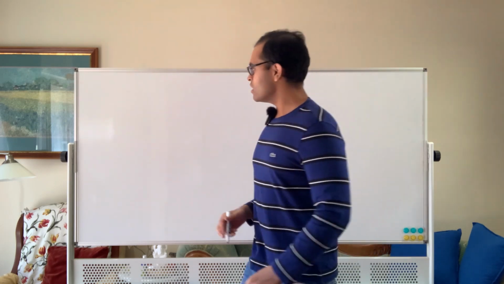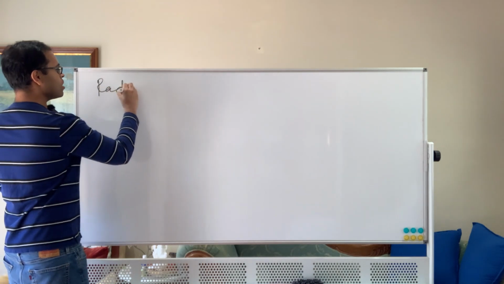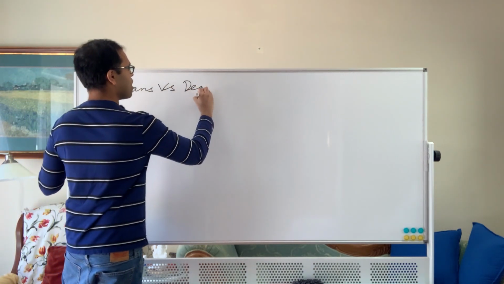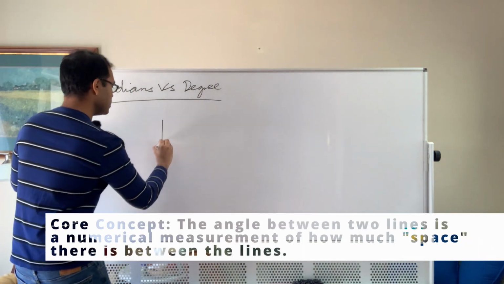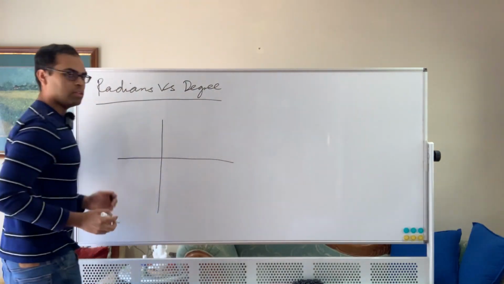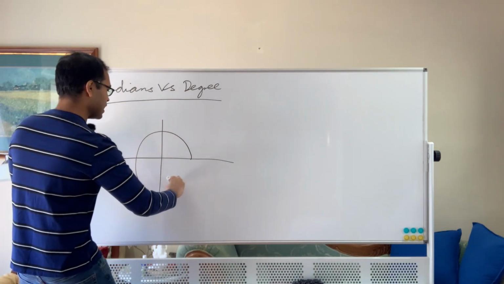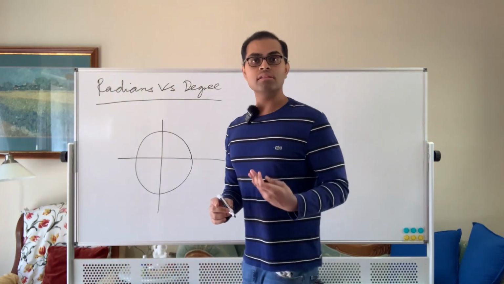So let's get started. Radians versus degrees. First we're going to talk about the concept of angles, and that's going to naturally lead us into our discussion. Okay, so I'm going to draw a unit circle, a unit circle in the plane, if you like. So it's a circle of radius 1. I'm just going to draw it like this. It's a nice circle of radius 1, and we want to measure angles on the circle.